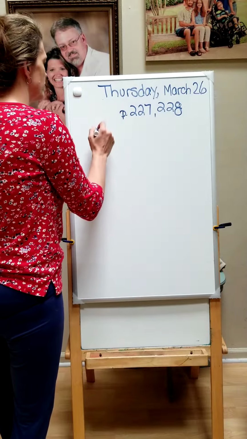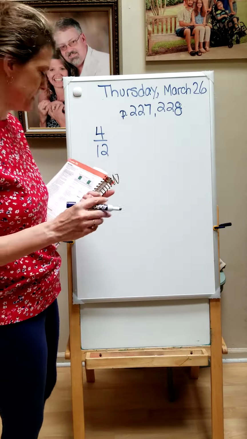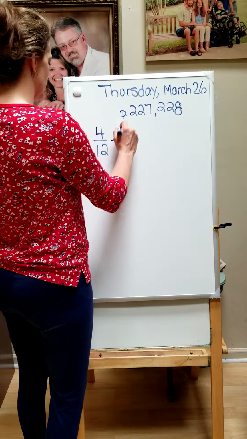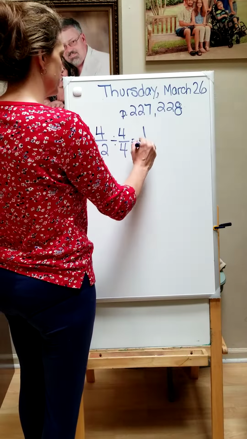Number 1, if you have 4/12, and we want to reduce that down to not as many pieces, we divide by 4 on the top and 4 on the bottom. 4 divided by 4 is what? 1. 12 divided by 4 is what? 3.